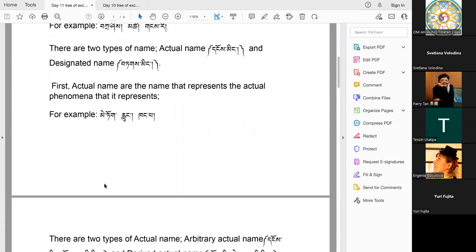Okay, can anyone give me one more actual name? Can anyone give me an actual name? You may write it in the chat or you can directly speak it. An actual name, any name in Tibetan of an object, and I will see if it's actual or not.